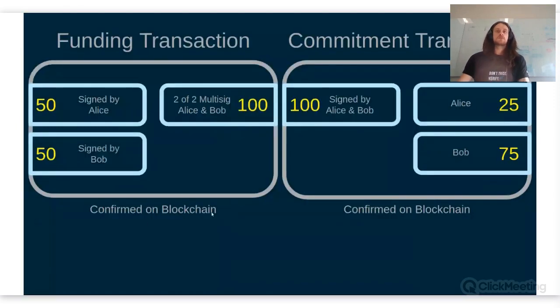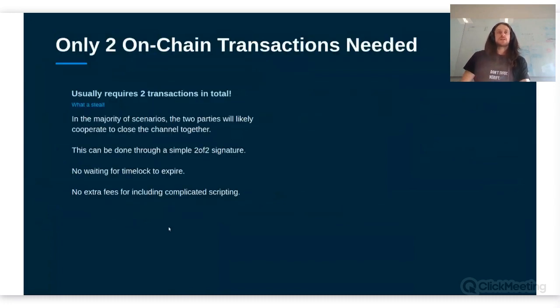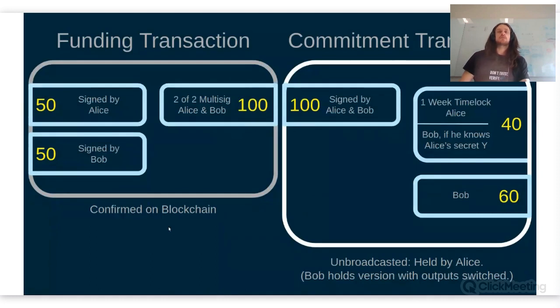So what you see here are the two on-chain transactions that need to get confirmed on the blockchain, to be included in a block. A transaction on Lightning Network is basically the two parties exchanging updated versions of these commitment transactions. These don't get broadcast to the network. These are held by each party just to make sure the other party doesn't cheat and try to revert to an earlier state of the channel.